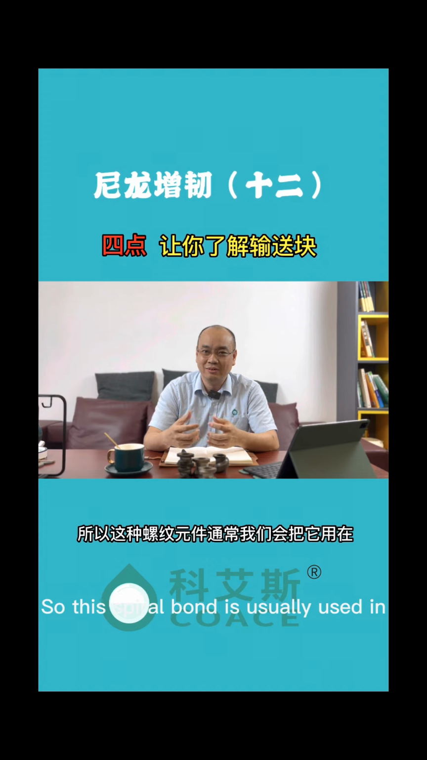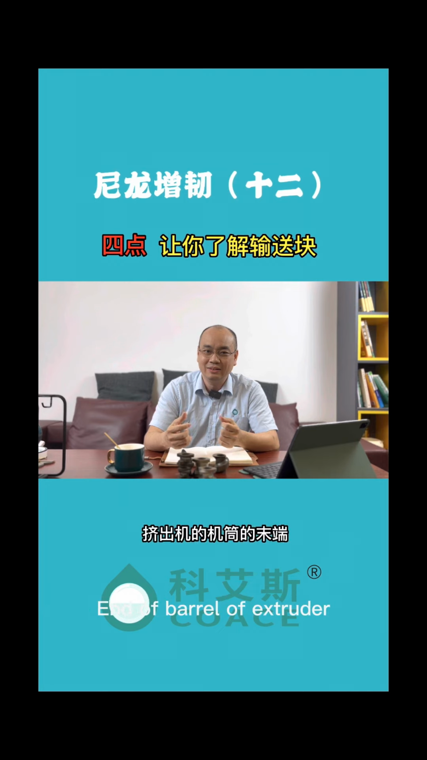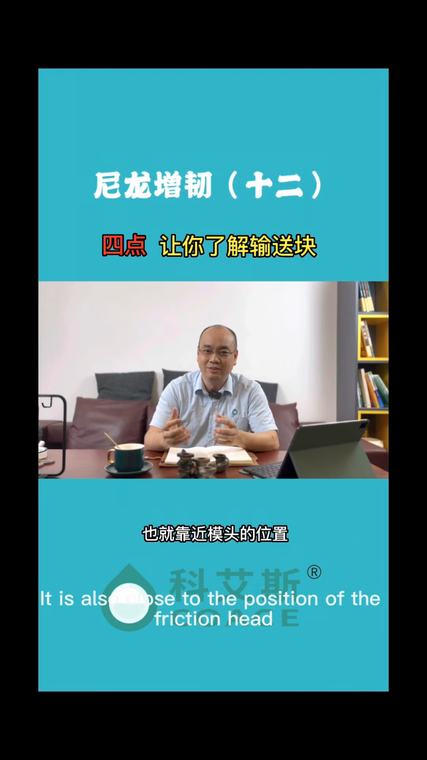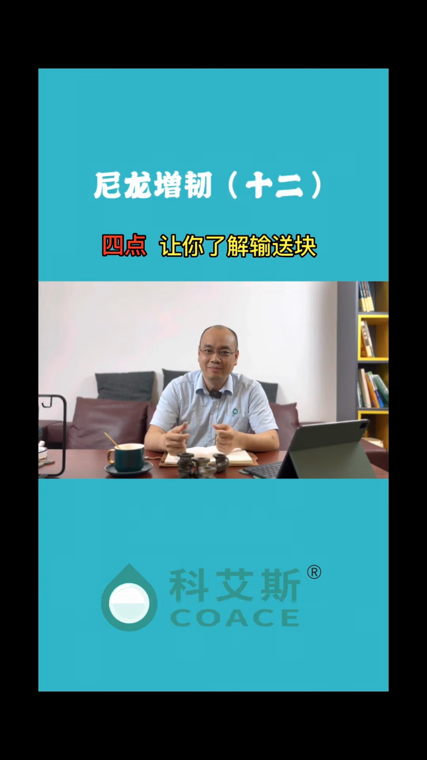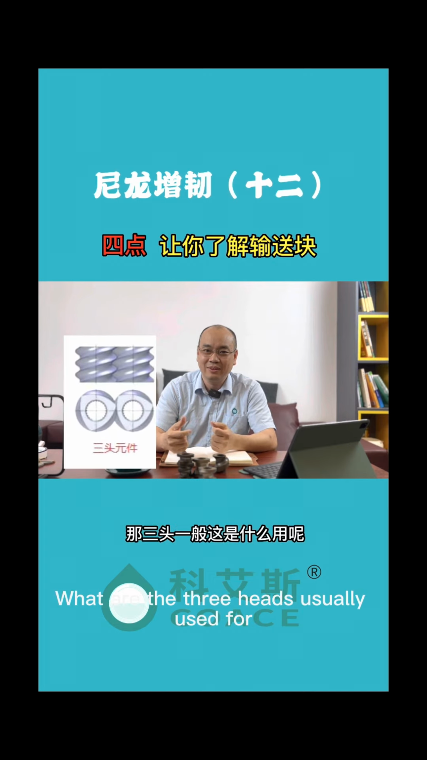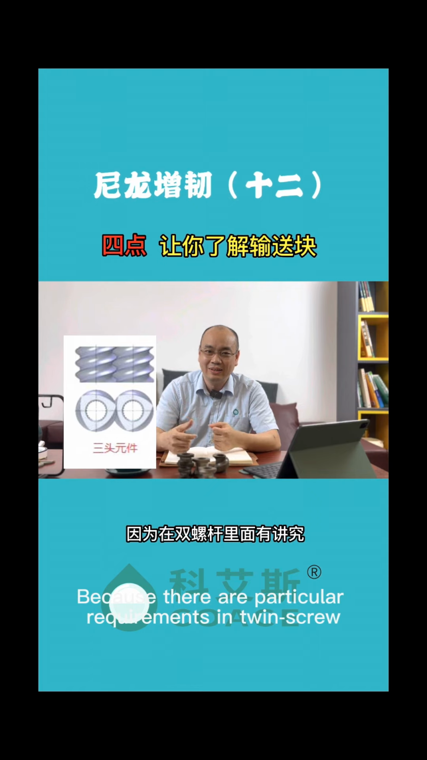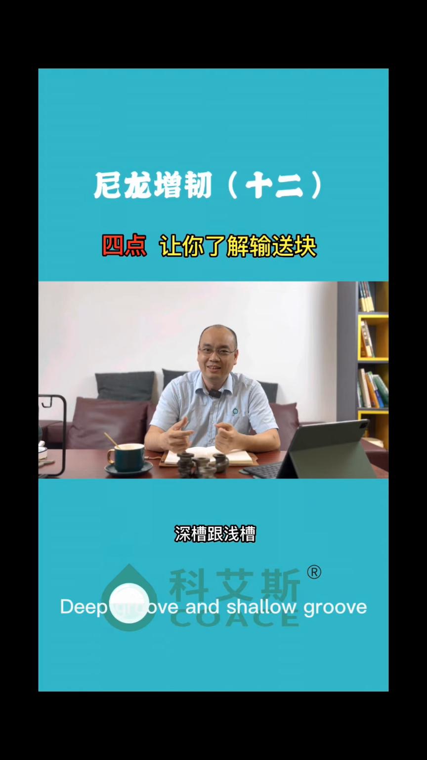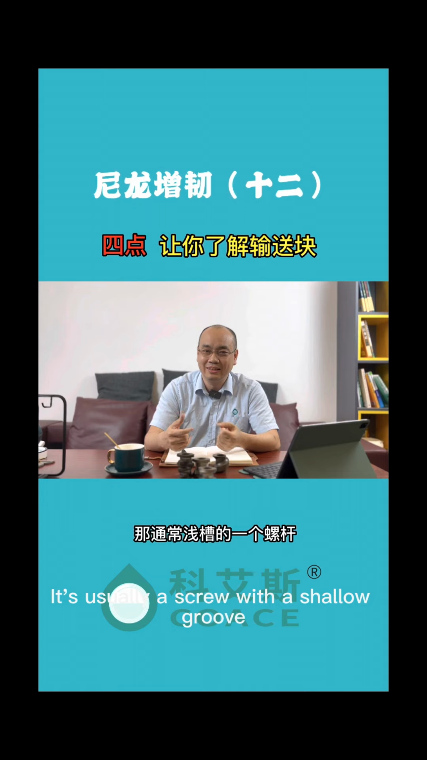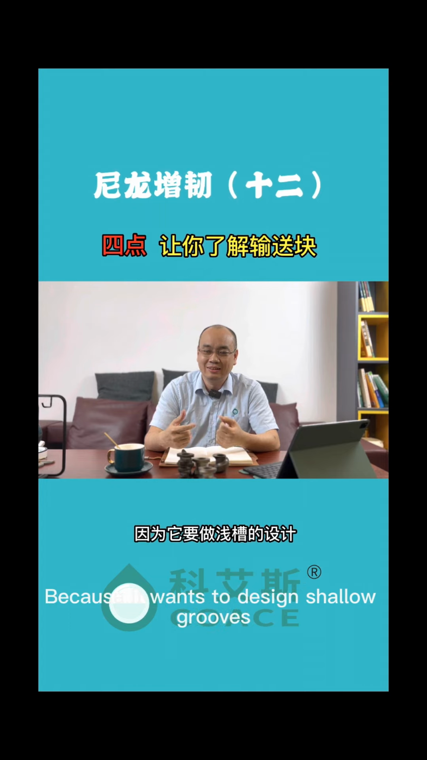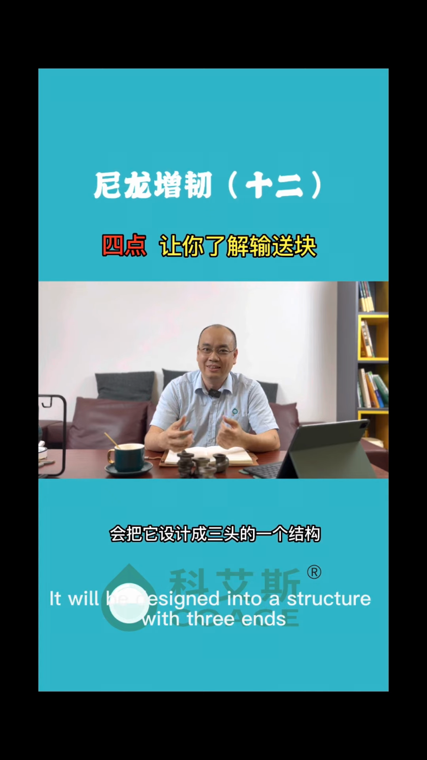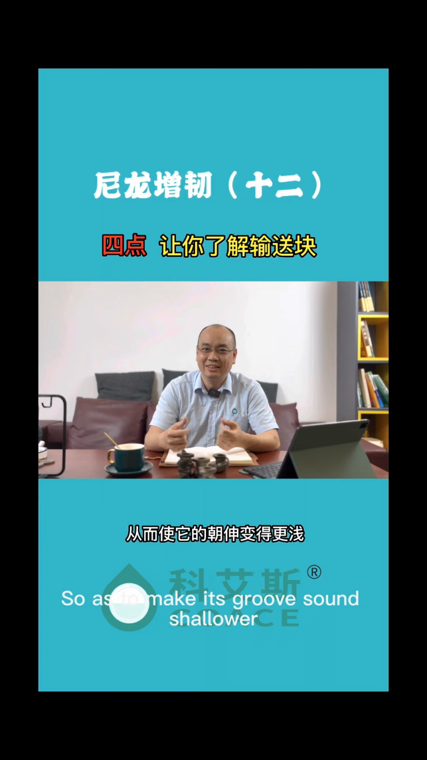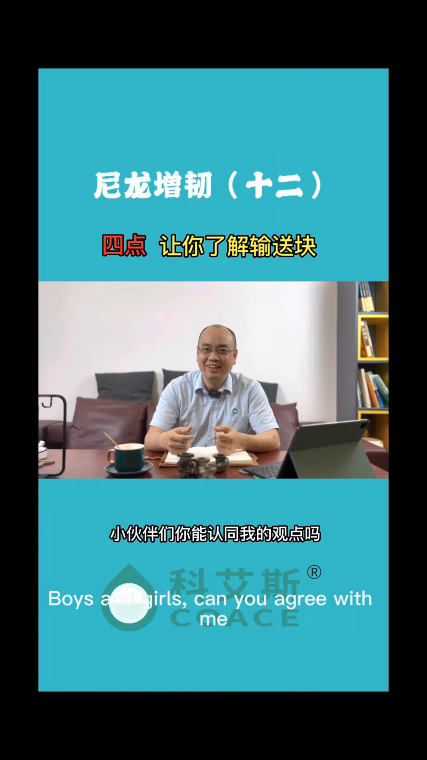So this spiral element is usually used at the end of the barrel of the extruder. It is also close to the position of the friction head, so as to increase the extrusion pressure. What are the three-head elements usually used for? Because there are particular requirements in twin screw, deep groove and shallow groove. It's usually a screw with a shallow groove, because it wants to design shallow grooves, so it will melt into magma. It is also fast. It will be designed into a structure with three ends so as to make its groove shallower. Boys and girls, can you agree with me?